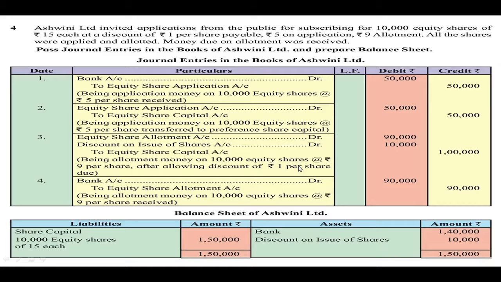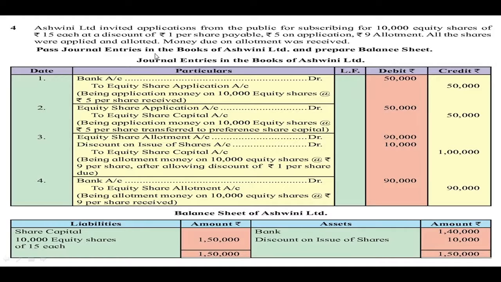Now we are going to learn one example. Ashwini Limited invited applications from the public for subscribing for 10,000 equity shares of rupees 15 each at a discount of rupees 1 per share, payable rupees 5 on application, rupees 9 on allotment. All the shares were applied and allotted. Money due on allotment was received. Pass journal entries in the books of Ashwini Limited and prepare balance sheet.